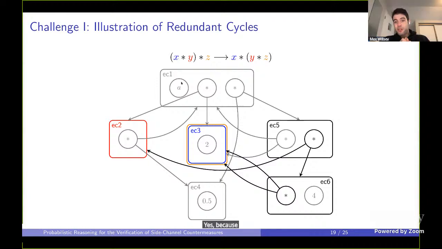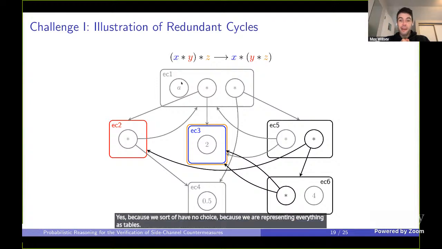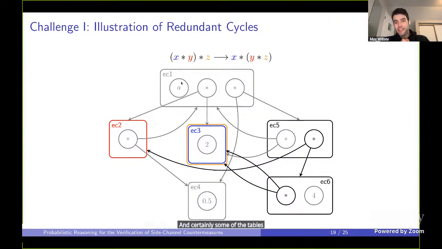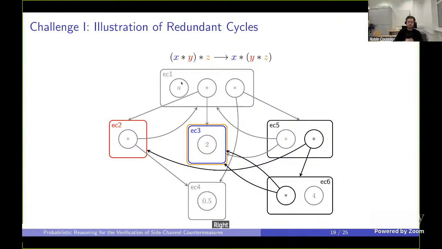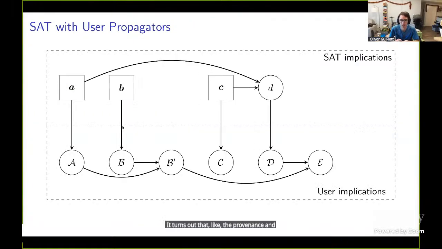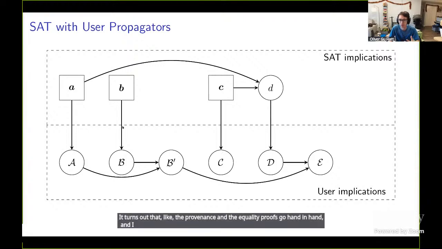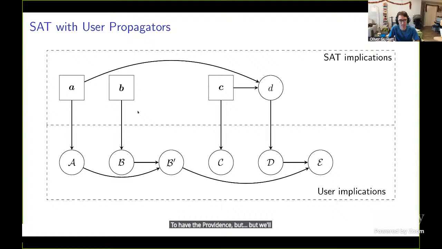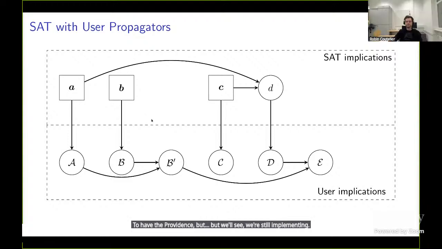Yes, because we have no choice, since we are representing everything as tables. And certainly some of the tables we have to have provenance for. Right, yes. Okay. So even more justification. It turns out that the provenance and the equality proofs go hand in hand, and I don't think it's that much more of a burden to have the provenance, but we'll see. We're still implementing. Okay.